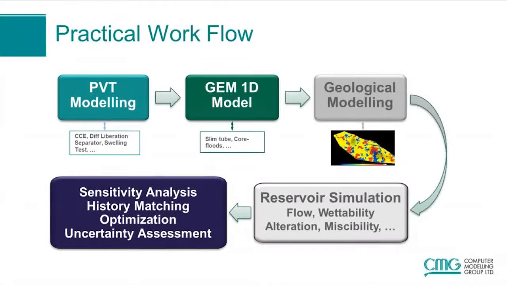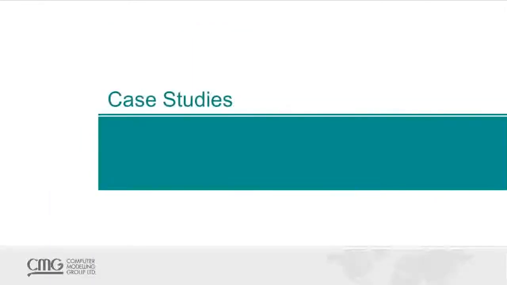In this model, you will capture all the mechanisms involved in the process. Then you will run sensitivity studies and history matching to match any available production and pressure data from the field. After that, you will run optimization to find the optimum design, for example, for any processes in the field. This is the practical workflow.